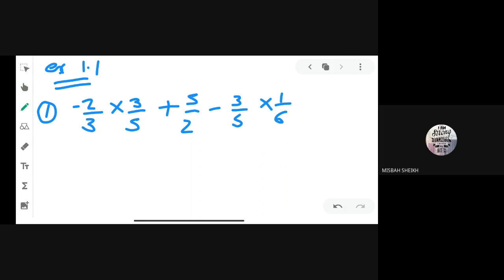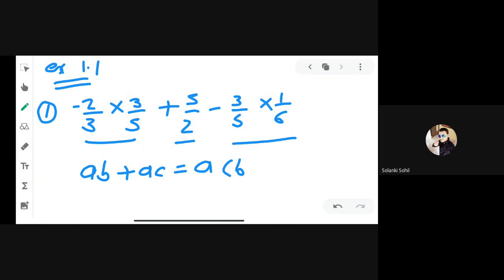First, you can see there are three terms in this question. Minus 2 by 3 into 3 by 5 is the first term, 5 by 2 is the second term, and minus 3 by 5 into 1 by 6 is the third term. Okay? Yes or no? Yes, sir. First, if you want to use the distributive property, what is the distributive property? You know that very well. AB plus AC is equal to A in bracket B plus C. Yes or no?